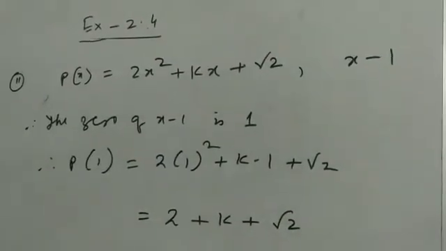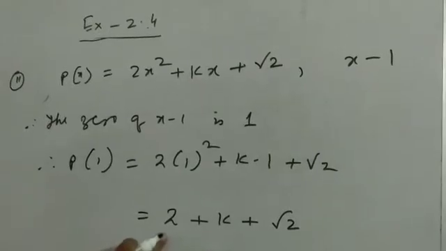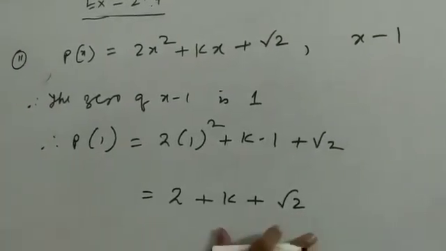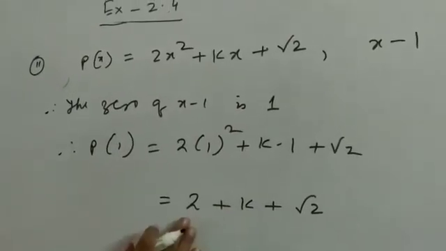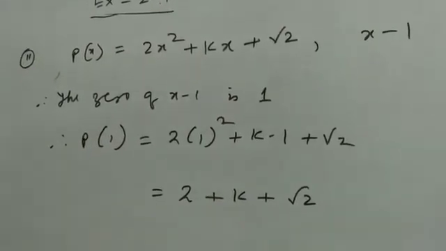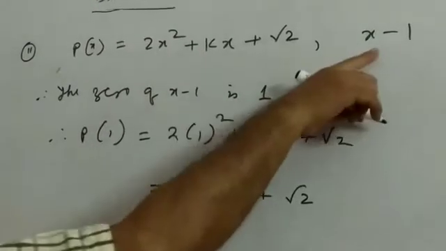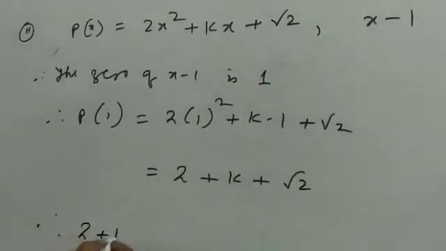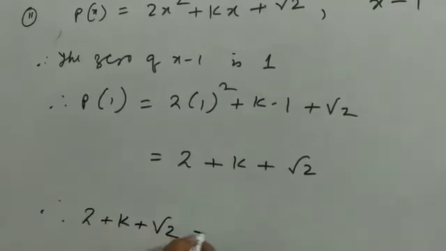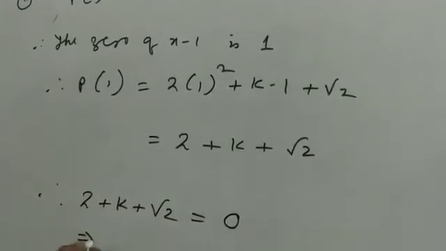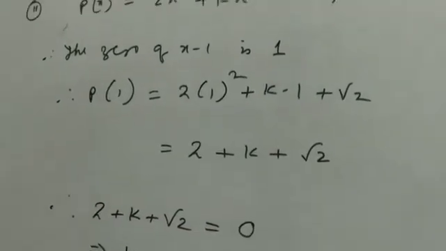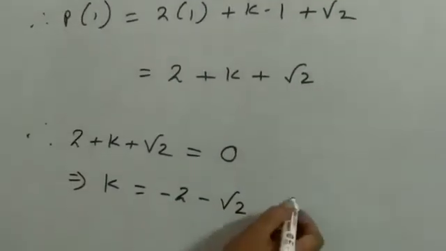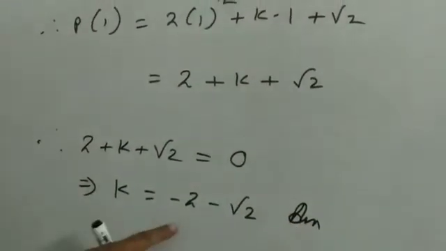Now you see this line. We cannot simplify more. 2 and root 2 we cannot add, and we cannot subtract also. So this is the line we cannot simplify. Then x minus 1 is a factor, so the remainder must be equal to 0. Therefore 2 plus k plus root 2 is equal to 0. So find the value of k. Therefore k equals minus 2 minus root 2. So this is the value of k, means this is the answer.